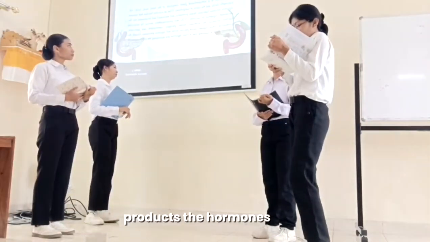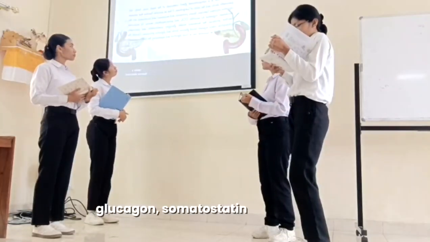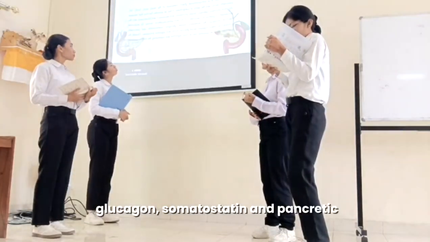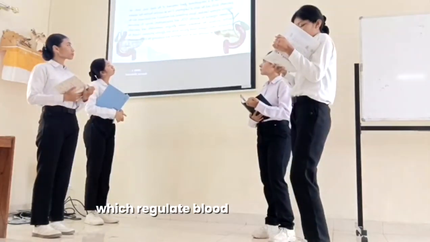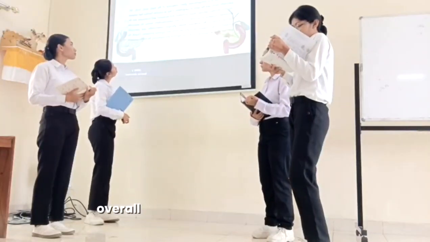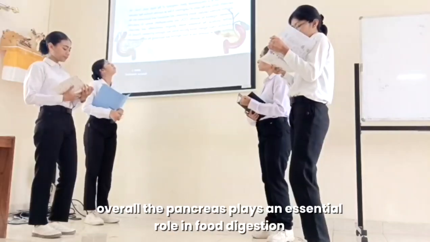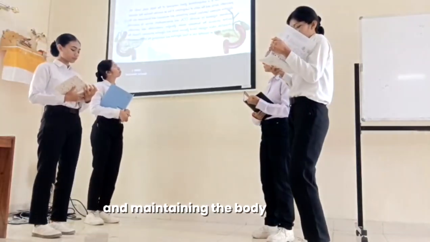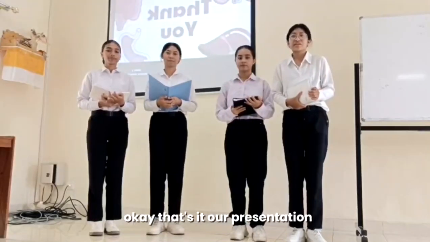The endocrine function produces the hormones insulin, glucagon, somatostatin, and pancreatic polypeptide, which regulate blood glucose level and the digestive process. Overall, the pancreas plays an essential role in food digestion and maintaining the body's metabolic balance.